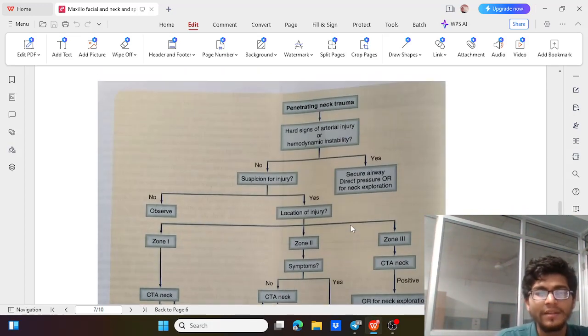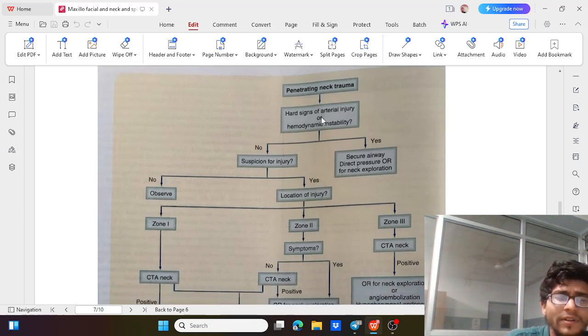So this is the flow chart for neck injury, especially the penetrating neck trauma. If there are any hard signs of arterial injury or hemodynamic instability, like loss of consciousness, then we will secure the airway, apply direct pressure, and take the patient to the OR for exploration. So if the patient is unstable, we will directly take the patient to the OT by securing the airway and compressing the bleeding, and go ahead.